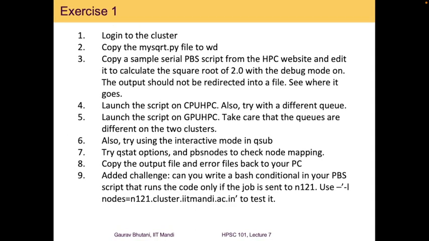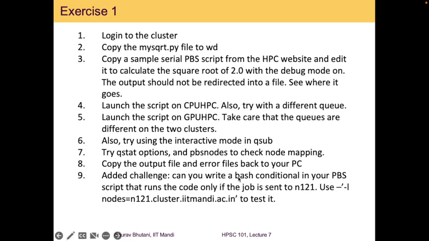So try both clusters and see what happens, and then try to run the command interactively through the -i option. See what happens. Try different qstat options. Try the pbsnodes option for node mapping, which node is mapped to which queue and so on. Once everything has run, you copy the output files back from the HPC cluster to your local machine, so that you can store and process them. If you want to plot using some plotting tool, you do it on the local machine. HPC is not useful for that.